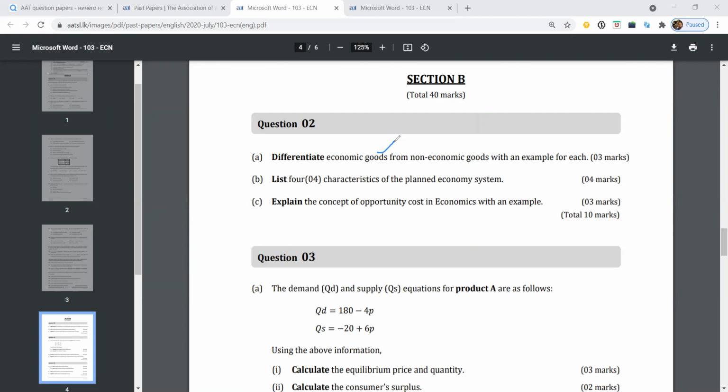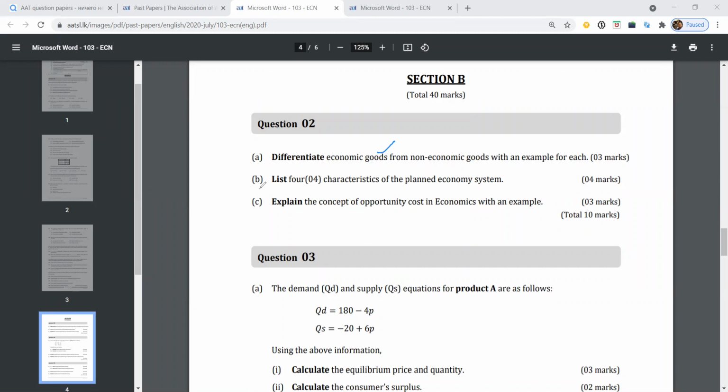The next question asks us to list 4 characteristics of a planned economic system. A planned economic system is one where a government, like a king, controls the economic system. It is called a command economy. So these are four features of a planned economic system. Firstly, all resources are owned and controlled by the government. Second, there is government entrepreneurship.